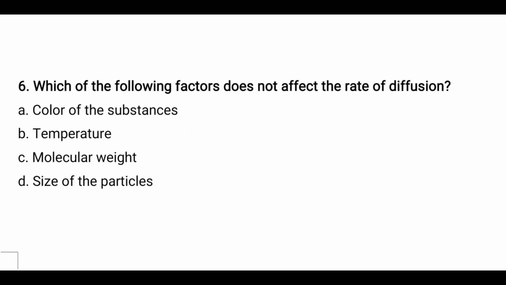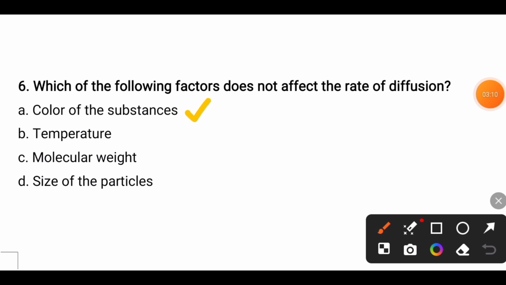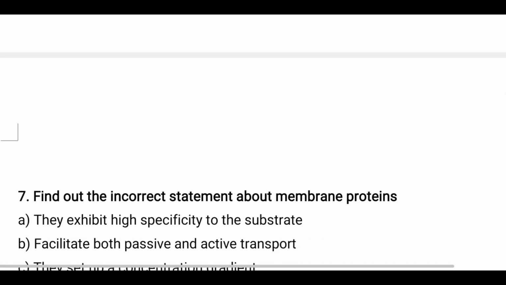Which of the following factors does not affect the rate of diffusion? Options are color of substances, temperature, molecular weight, size of the particles. So the correct answer is color of the substances. It doesn't affect the rate of diffusion. Okay, so let's see the next question.